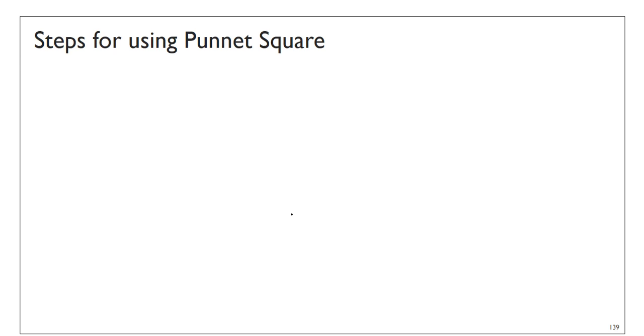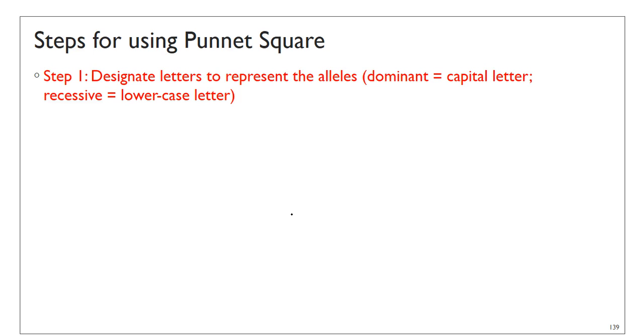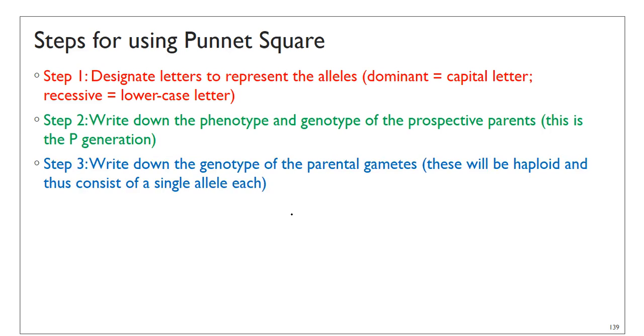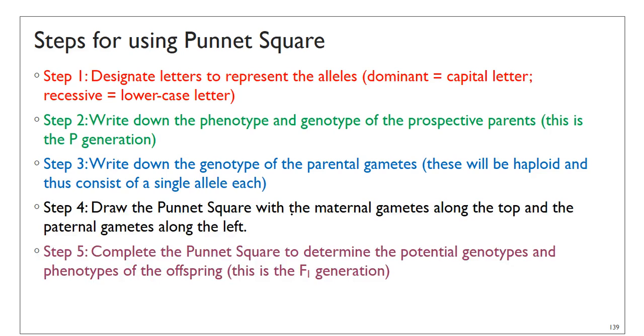offspring. So I'm going to give you some steps that you can follow whenever you do an inheritance question using the Punnett square. First one is to designate letters to represent the alleles. I was going to say I'm going to go through them with the examples, but let's just quickly run through them. And then you can write down the phenotype and genotype of the prospective parents, which is your P generation. And then you write out the genotype of the parent gametes and draw the Punnett square, and then you can complete it. And then from there, you should be able to determine the potential genotypes and phenotypes of the offspring, which is in this case the F1 generation.